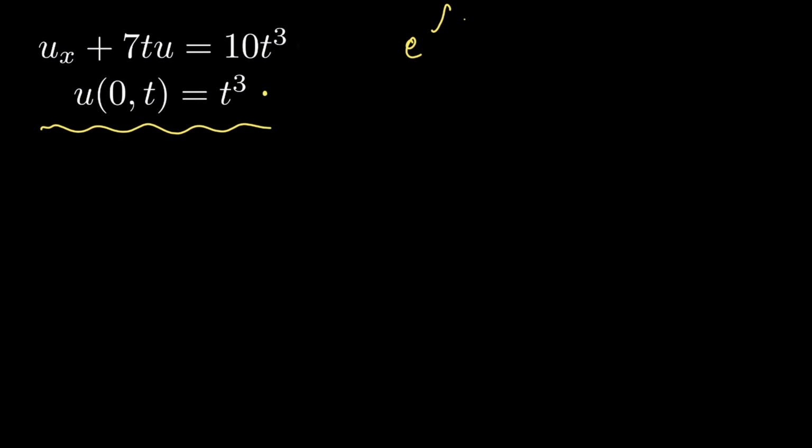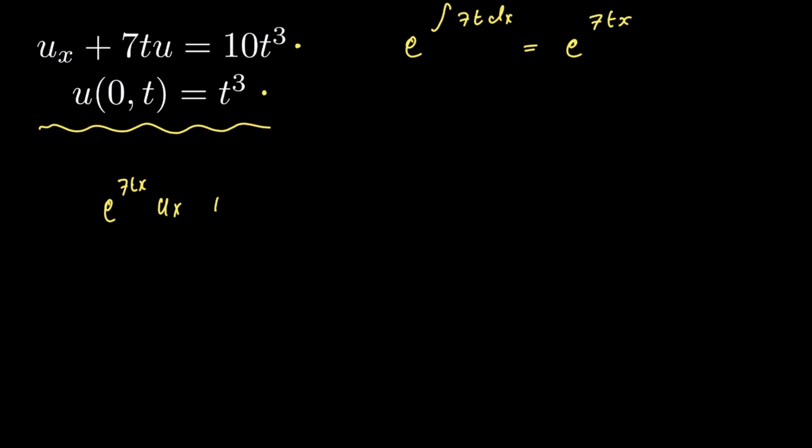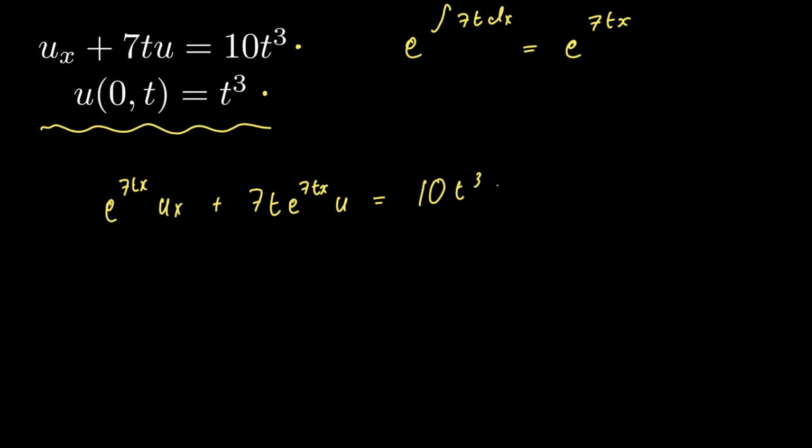So what we're going to do is take our integrating factor to be e raised to the integral of 7t dx. Integrating we get e raised to 7tx. Now we're going to multiply our PDE by our integrating factor. So we have e raised to 7tx multiplied by ux plus 7t times e raised to 7tx times u, and this is equal to 10 t cubed times e raised to 7tx.